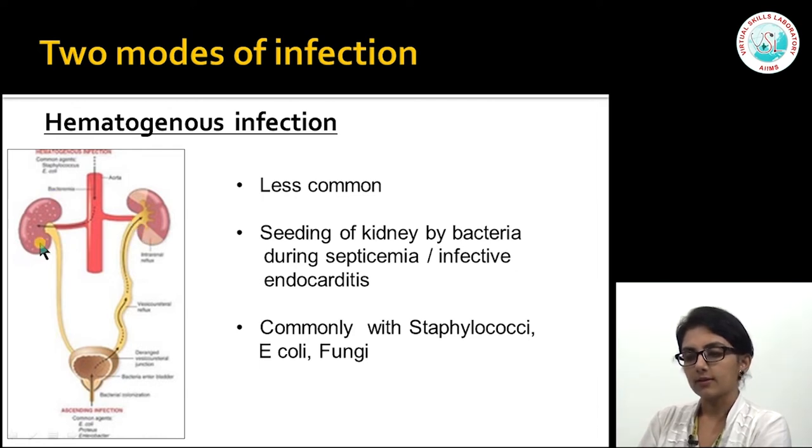And even grossly, you can see a difference in the appearance of the kidney from the two modes of infection, whereas a hematogenous spread would be associated with the seeding, a very mealy kind of appearance in the kidney, whereas with the ascending infection, you've got segmental involvement with scarring.